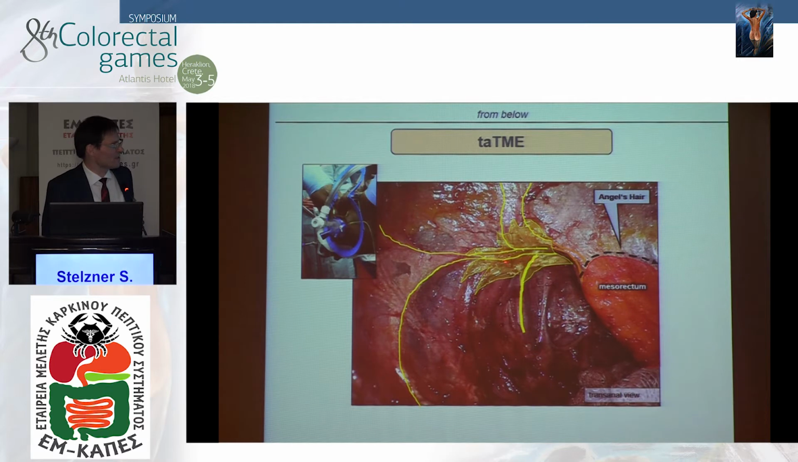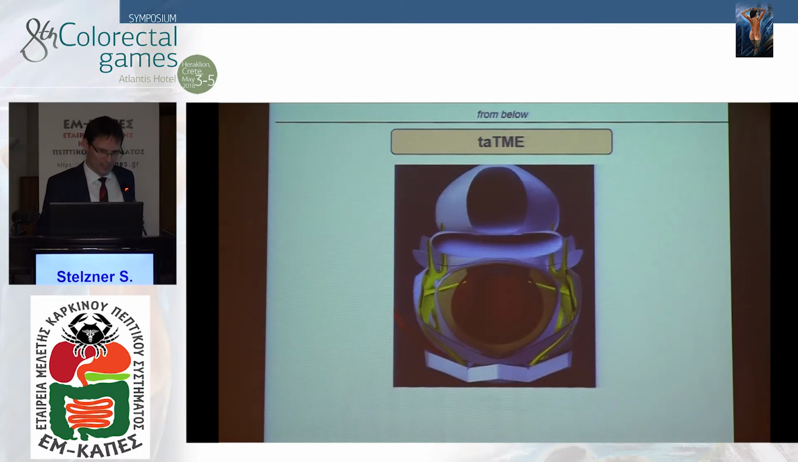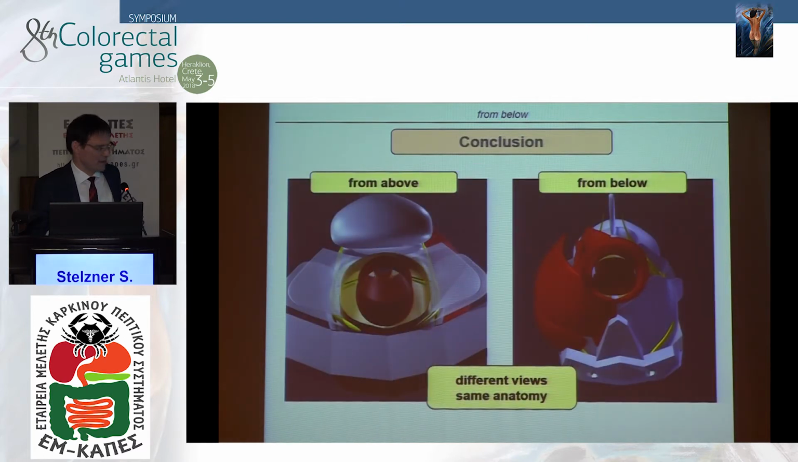If you go outside too much, then you end up behind the plexus and the pelvic autonomous nerves are destroyed. Once again, our schematic drawing, the dissection plane is there between the mesorectum and the inner lamella of the parietal pelvic fascia. So I come to my conclusion. It's quite simple. From above or from below, the views are different, but the anatomy is the same. Exactly.